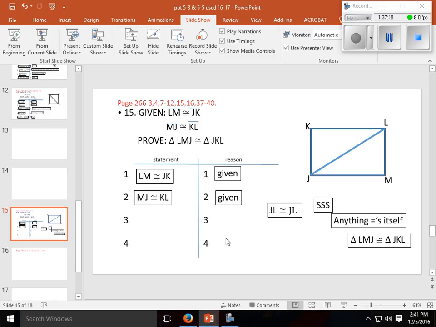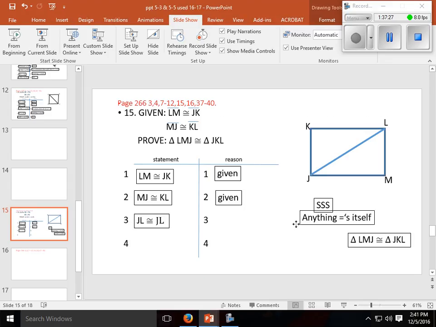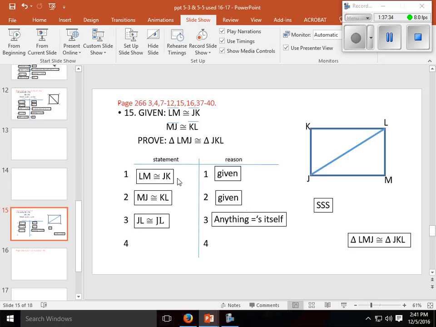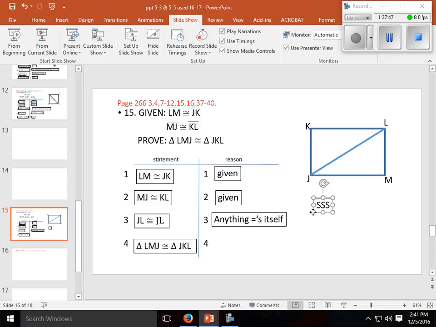That's all the given information, so now I gotta come up with something on our own. The thing we came up with on our own was that segment JL was in both triangles. So segment JL is congruent to segment JL, and the way we knew that was the reflexive property, which says anything equals itself. I have a pair of sides, pair of sides, pair of sides. So that's enough to say that the two triangles are congruent. So that's going to be my next statement. And my reason for those two triangles being congruent: side, side, side.